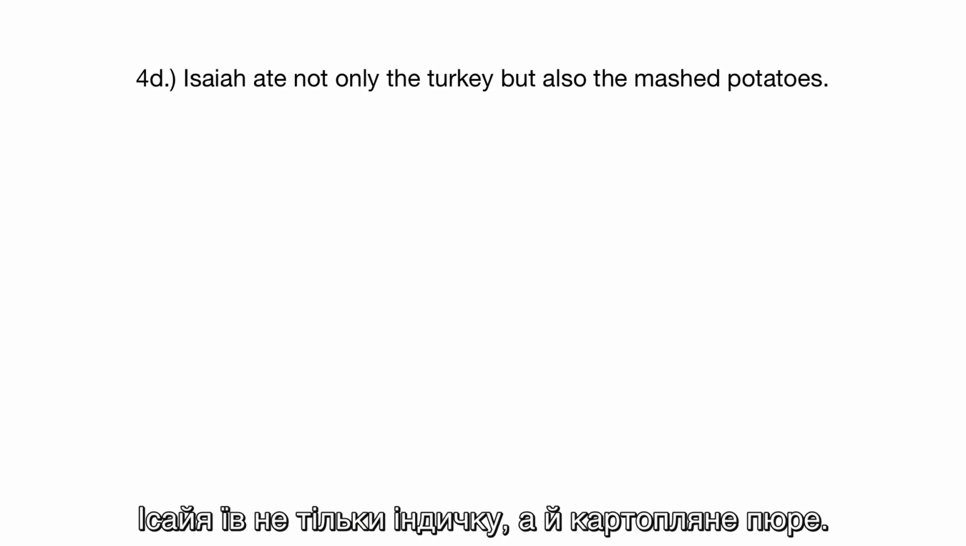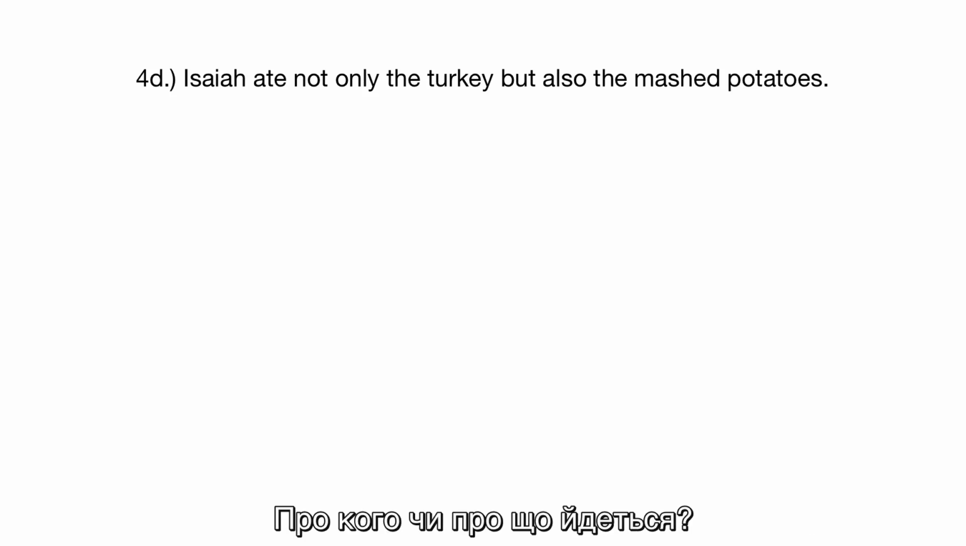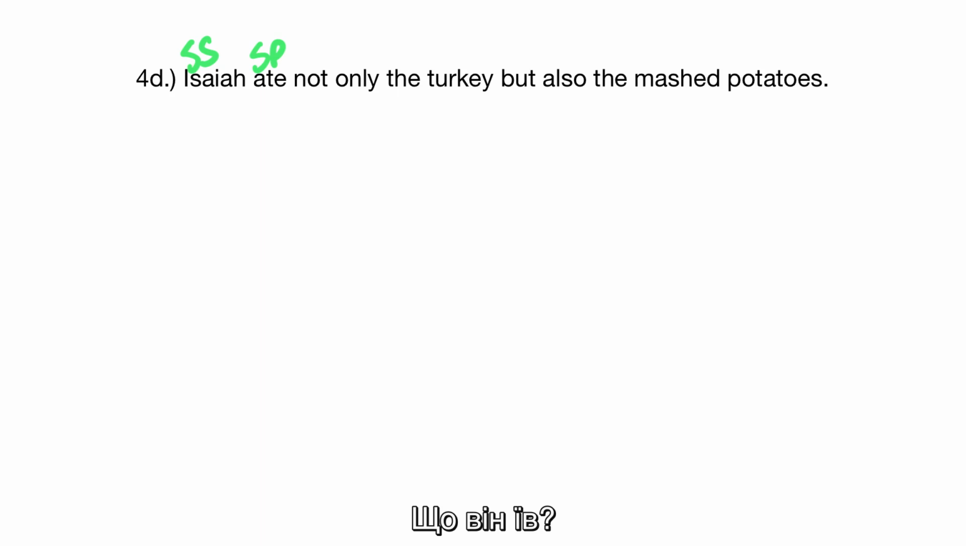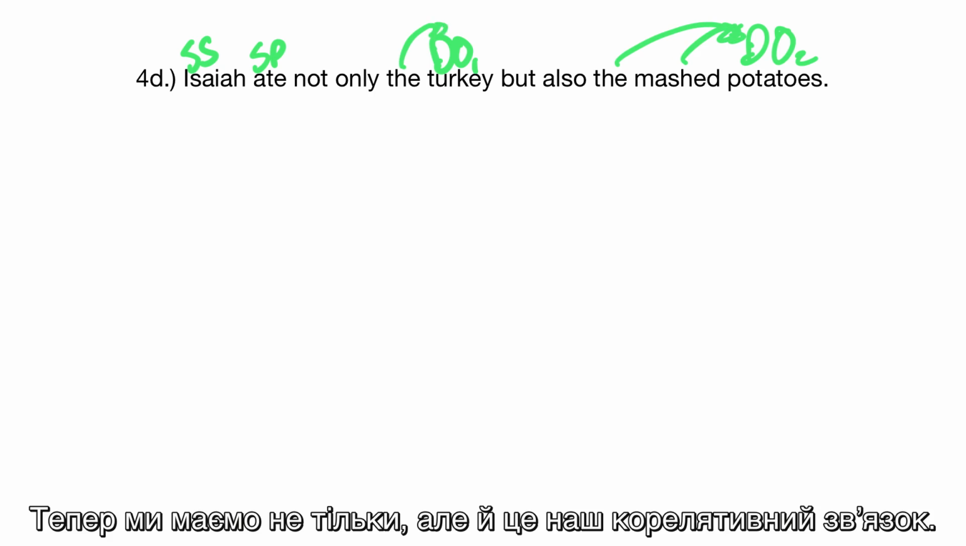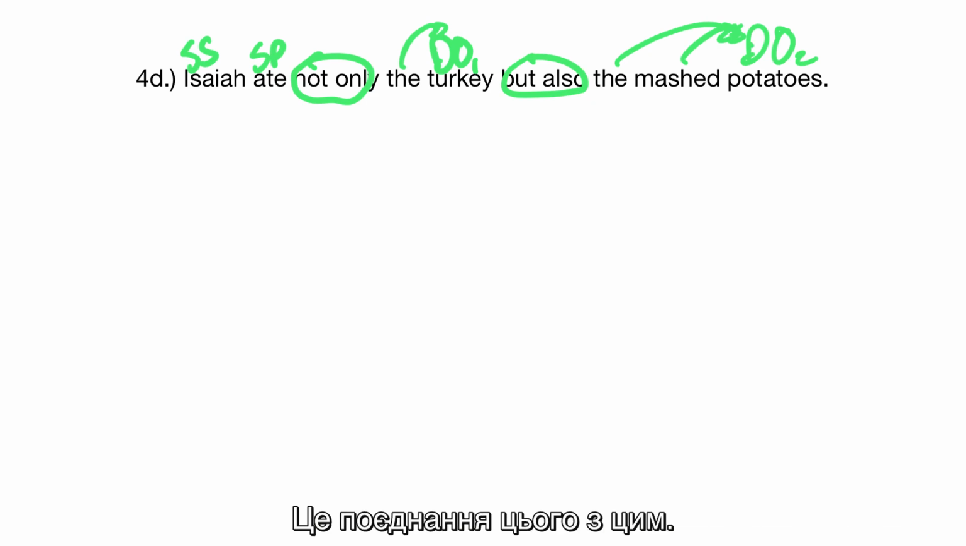Isaiah ate not only the turkey, but also the mashed potatoes. Who or what is this about? It's about Isaiah. What did Isaiah do? He ate. What did he eat? Turkey. What else did he eat? Potatoes. What kind of potatoes? Mashed. Which potatoes? The. Which turkey? The. Now we have not only, but also. That's our correlative conjunction. It's combining this with this.